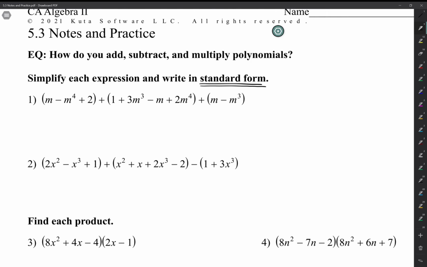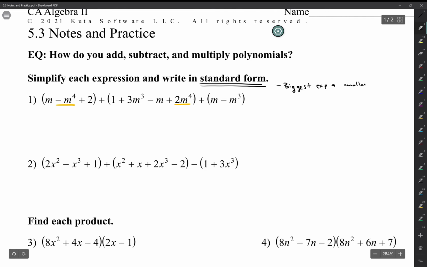Basically, if you remember this stuff, we have different terms with different exponents, so we're just going to be adding like terms. If you want to highlight them, that could be useful. I'll start with the biggest exponent, and that's what standard form is. It's just the biggest exponent to the smallest. So biggest exponent or power to the smallest.